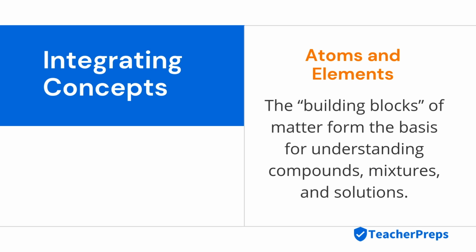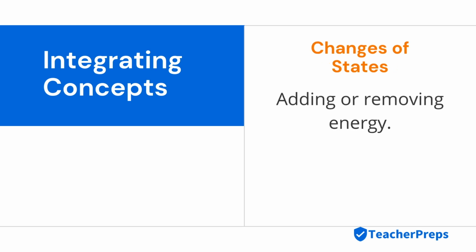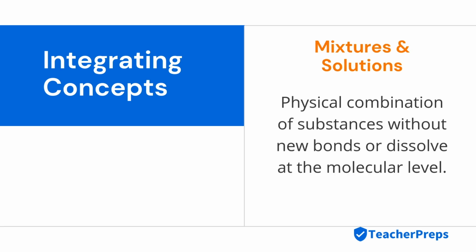Next up, let's have a quick recap by integrating the concepts we've learned so far. Remember, atoms and elements are the building blocks of matter, which form the basis for understanding compounds, mixtures, and solutions. Changes of state involve adding or removing energy, affecting how closely particles are packed together. And of course, mixtures and solutions describe how substances combine physically without new bonds, called mixtures, or dissolve at the molecular level, called solutions.